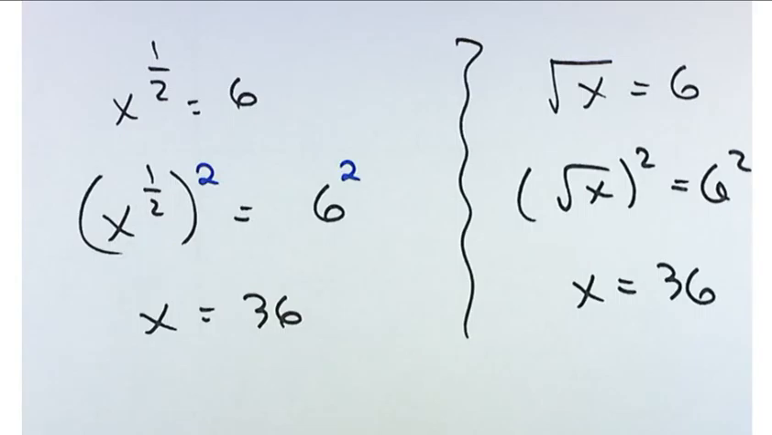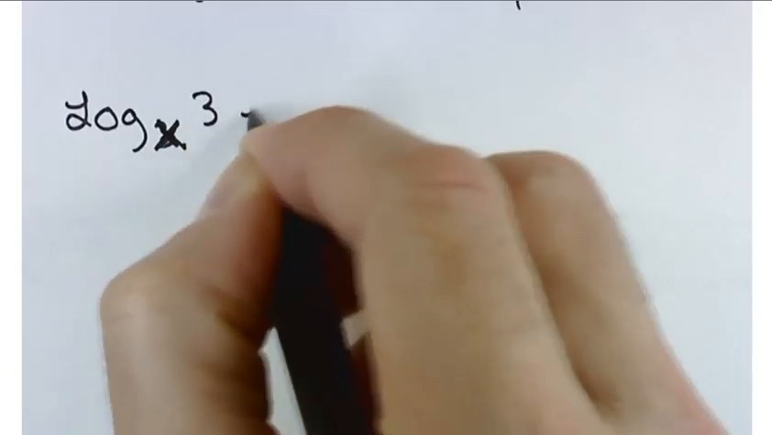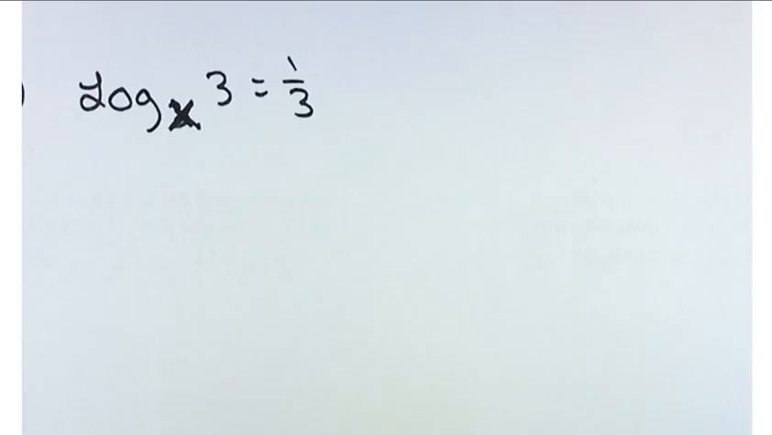So let's look at part B for problem 44. Log base x of 3 equals 1/3. So log base 3, no, is it log base 3 or log base x? Thank you, log base x. All right. Log base x of 3 equals 1/3. So see if you can't solve on that one.